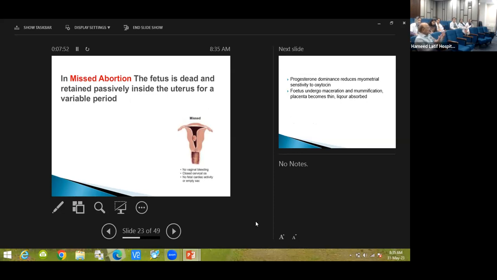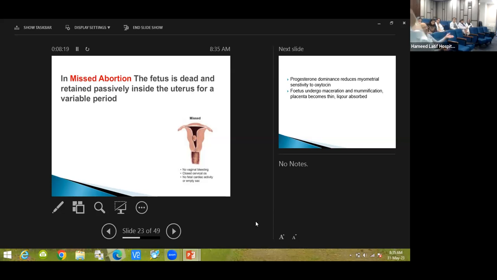So first of all, the patient might notice that the nausea and vomiting she had are no longer there. She might give a history of bleeding or darkish discharge; there may be spotting or bleeding, a variable amount. And she feels non-pregnant, as if she no longer has any pregnancy symptoms.